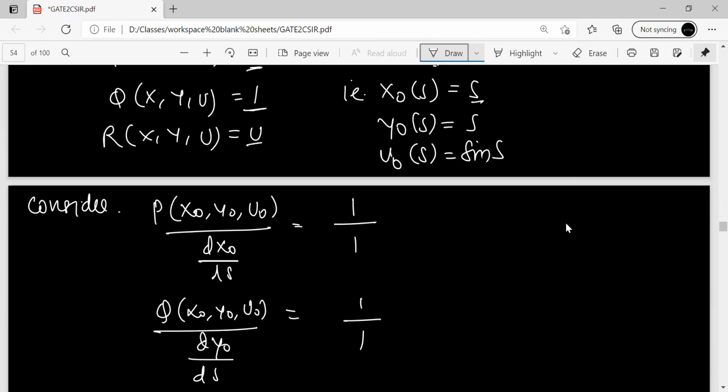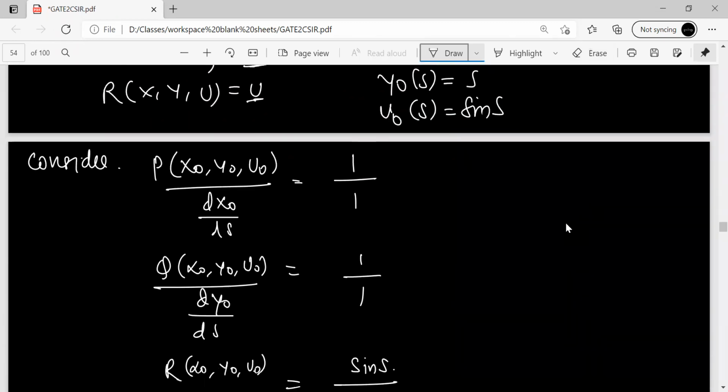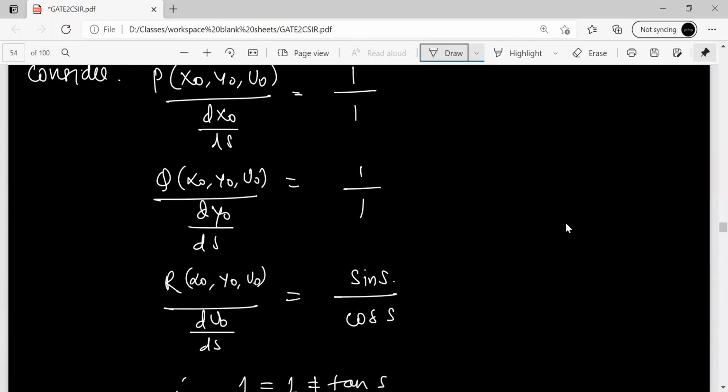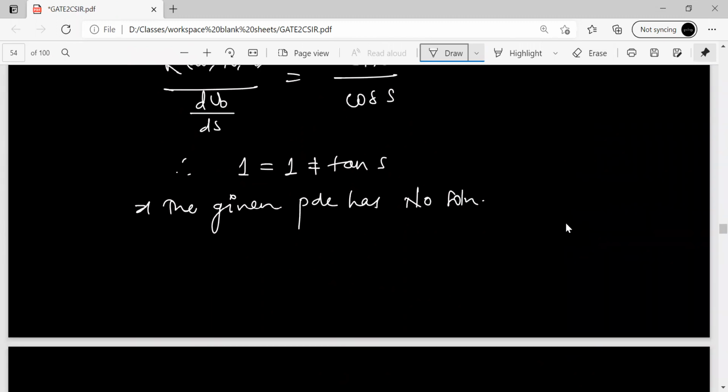Here, now it is u. R of x naught, y naught is u, but you want R of x naught, y naught, u naught. But u naught I have got to be sin s, so it will be simply replaced by sin s, and then the derivative will be cos s. Now, the first two are equal but not equal to the third one. So this PDE has no solution.